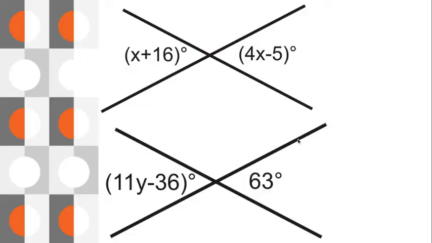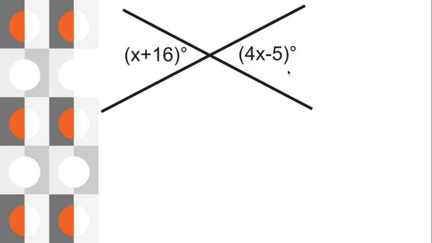Well, let's look at a couple of examples to show you how we're going to use this in our lesson today. Take a look at this top example, x plus 16 and 4x minus 5. Notice that these angles are vertical angles because they're opposite each other when the two lines cross.